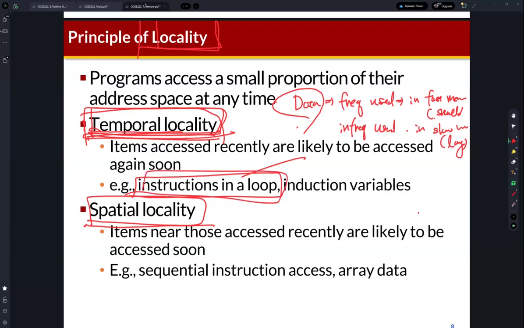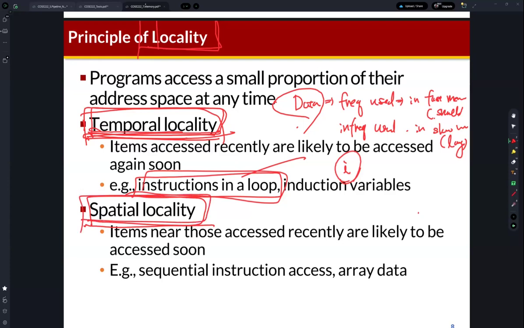Also, some variables, such as the index of an array, are repeatedly accessed by programs, right? So this is an example of temporal locality. Temporal locality means that once certain data is accessed, the same data will be accessed again in the near future. Okay? Then spatial locality.